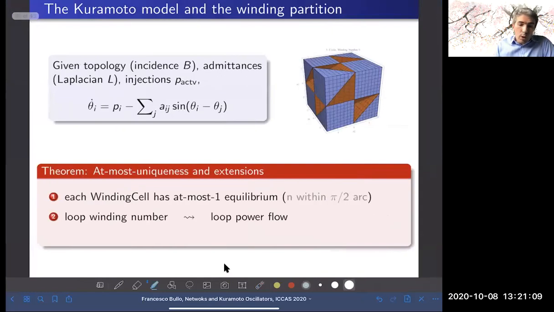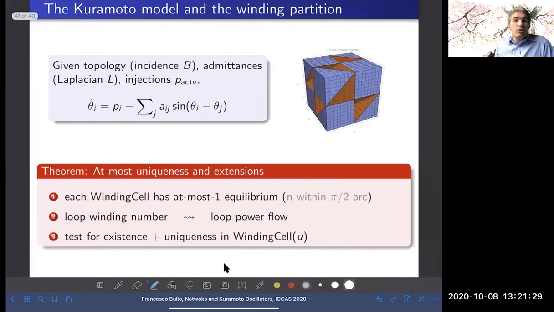Moreover, this winding number for a cycle, or let's call the cycle a loop for a second. Each loop has a winding number. The larger that winding number is, the larger is the power flow that flows around the loop. So the physics of the problem is nicely captured by this mathematical concept.